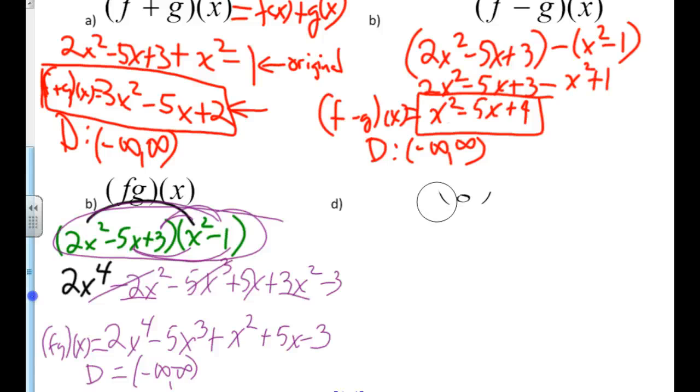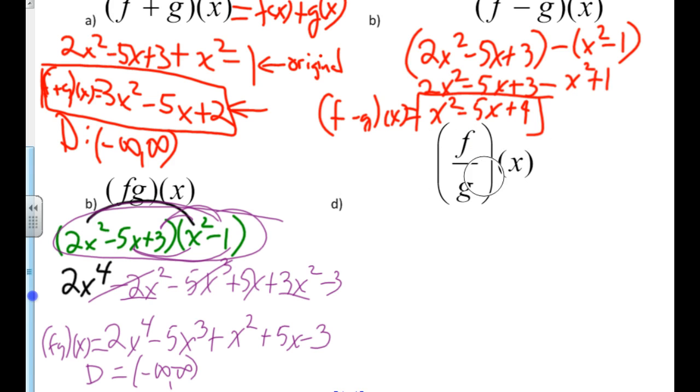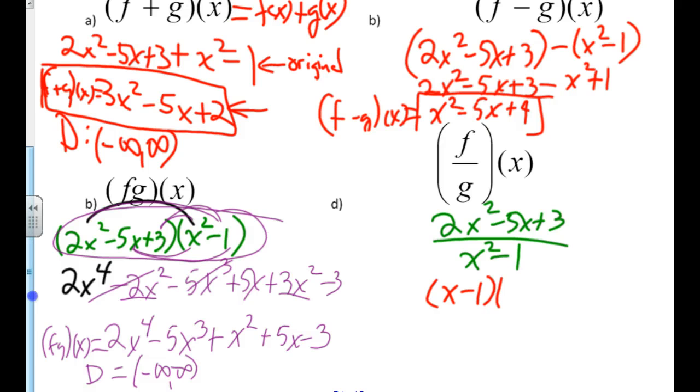In the last example, I've got f divided by g of x. All right, so I'm going to take the f equation, which was, again, 2x squared minus 5x plus 3, divided by the g equation, which is x squared minus 1. Now, I need to try and see if I can simplify this. Well, if I try and factor this numerator, what factors of 6 multiply to give me 6 and add to give me negative 5? Well, negative 2 and negative 3. So if you factor that, you're going to get x minus 1 and 2x minus 3.